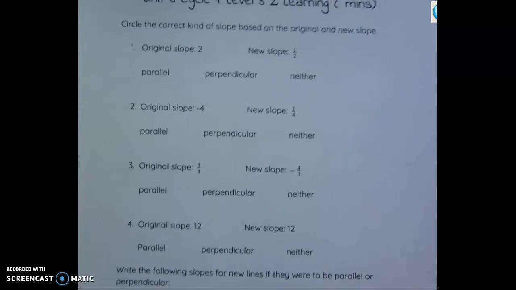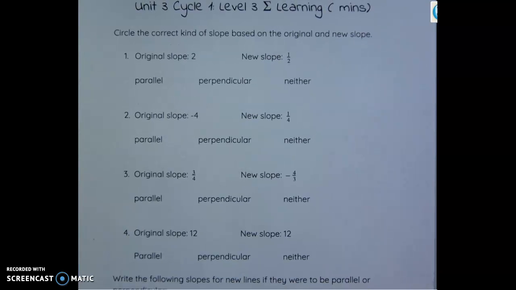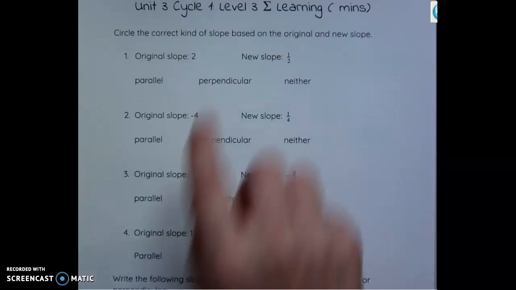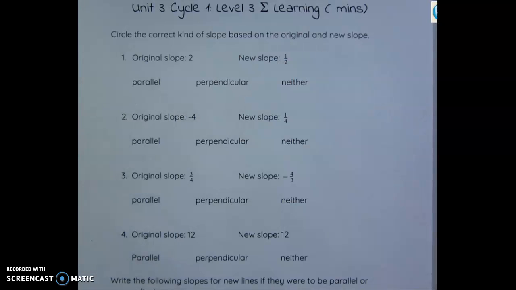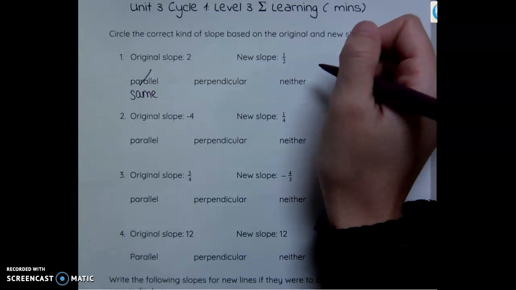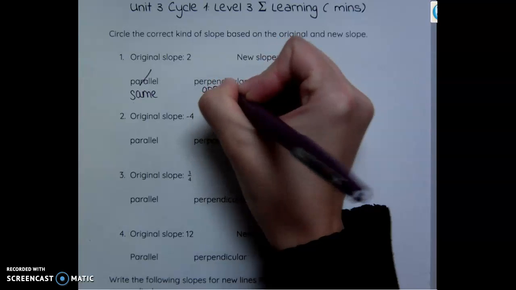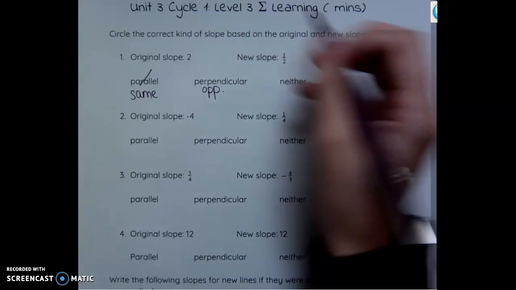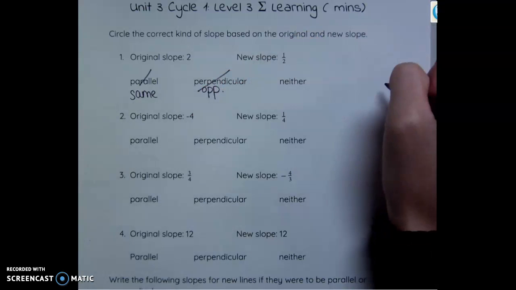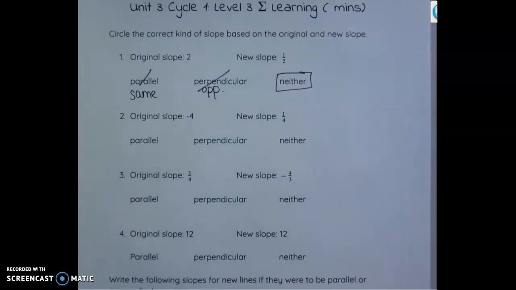On the next page, circle the correct sign of slope based on the original and the new slope. My original slope was 2. My new slope is 1/2. I'm going to give you a second to think. Is that parallel, perpendicular, or neither? It's not parallel because those have to be the same. Now, I'm sure a lot of you are thinking, Miss, those are opposite, it's perpendicular. Wrong. These are both positive slopes, which means they are not perpendicular. They probably intersect, but that's not an option, so my choice is neither.